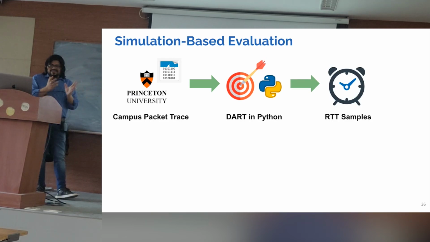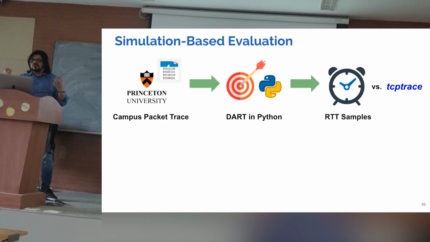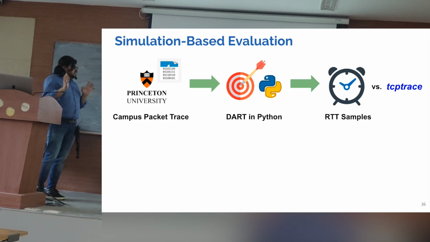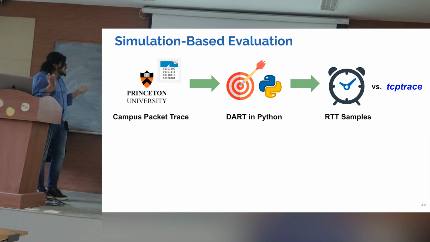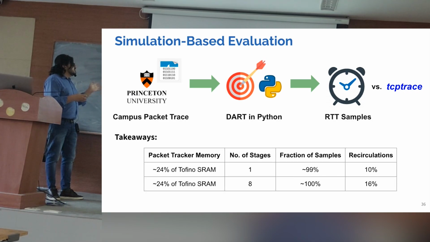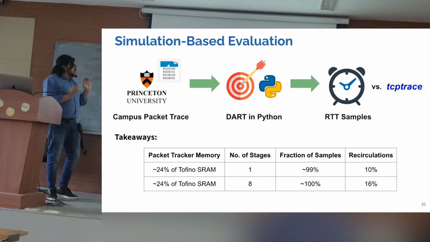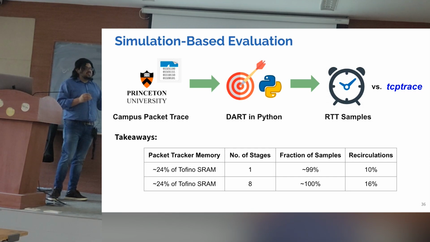So TCP trace is an existing tool that works on PCAP files, packet traces, offline. And we compared our accuracy against TCP trace. Our main takeaways, there are a lot of results in the paper, please feel free to look at it, but our main takeaway was that by using only approximately 24% of the Tofino SRAM, we were able to collect up to 99% of the samples using just one stage.